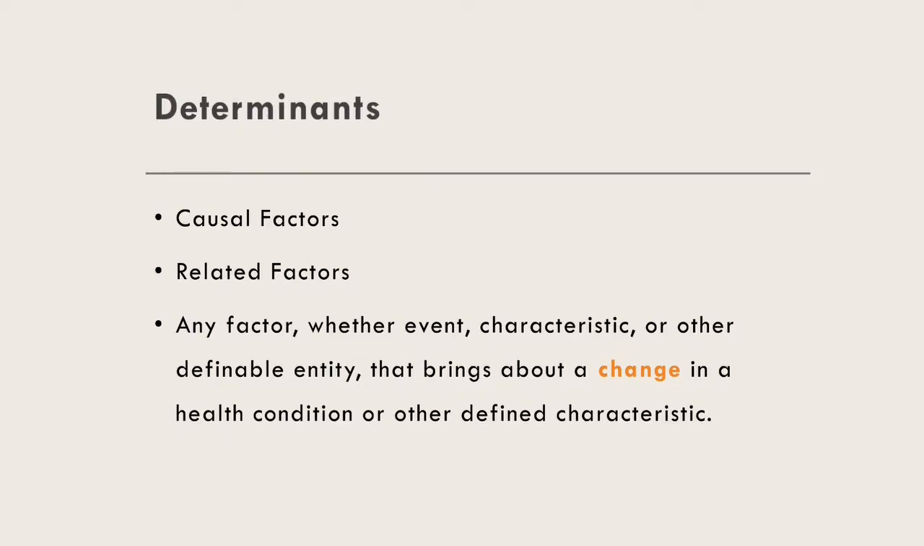Now, we'll conclude our discussion related to distribution. Now we'll talk about determinants. Determinants include two types of factors. Some of these factors are called the causal factors, and other factors will be called the related factors. Determinants are any factors or event characteristics or any other definable entity that bring about a change in the health condition of a person or population.